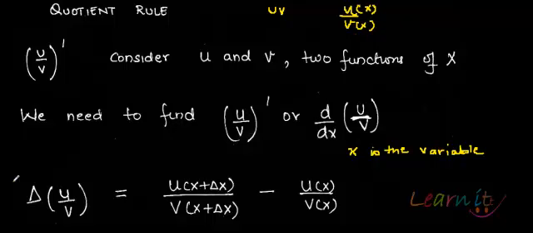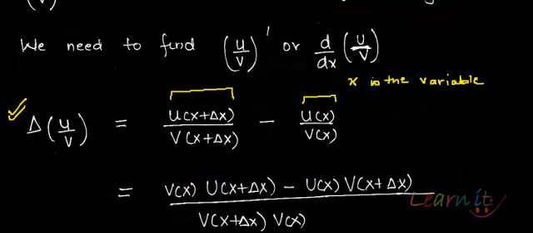So first of all, we need to find out the change in u by v. The u by v would change because of x. The change is the new function at the new point minus the original. So it essentially will be u(x plus delta x) upon v(x plus delta x) minus the original u(x) by v(x). Now how do I deal with this kind of difference?